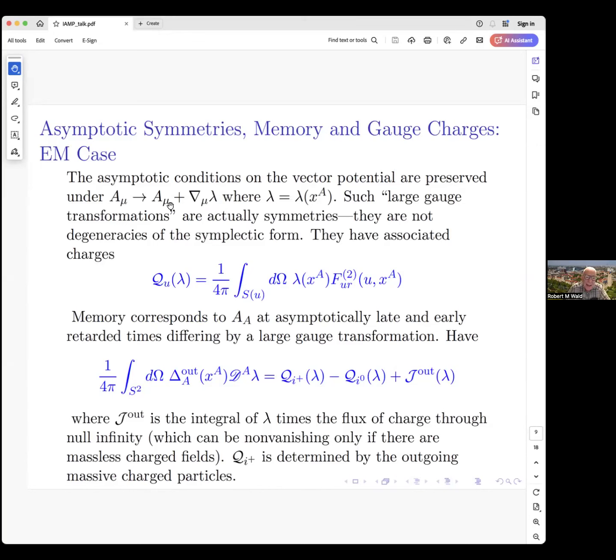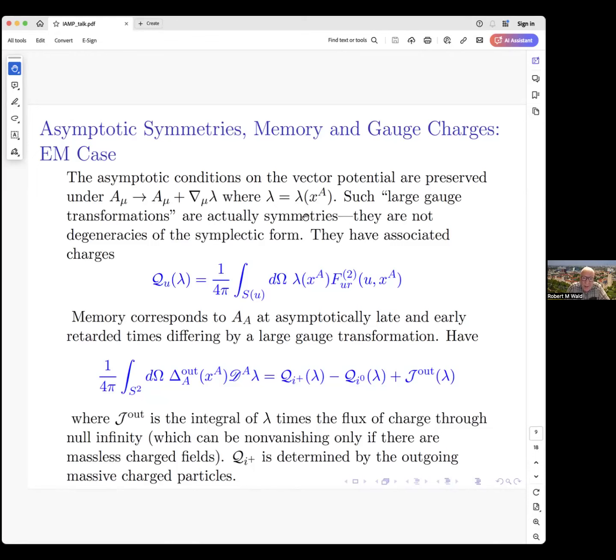So if we do a gauge transformation where the vector potential goes to the gradient of something, but this gradient is now just a function of angle, an arbitrary function of angle, the derivative will cause this to fall off like 1 over r, even though the lambda itself doesn't fall off. And this will satisfy all of the asymptotic conditions one might want to impose on the vector potential.